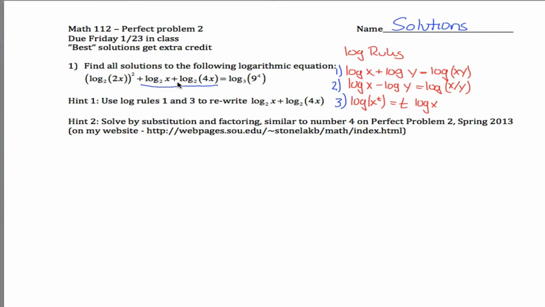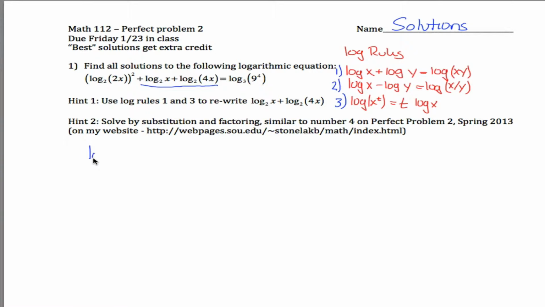To simplify this, first comment: you cannot do anything here with this exponent. It might look like it fits log rule 3. You might think you can take this 2 and bring it down in front, but you can't, because this entire log base 2 of 2x is being squared. If it were the log base 2 of, and then the 2x were being squared, then you could use the log rule. But that's not the case here, because this squared is outside the parenthesis. This doesn't apply.